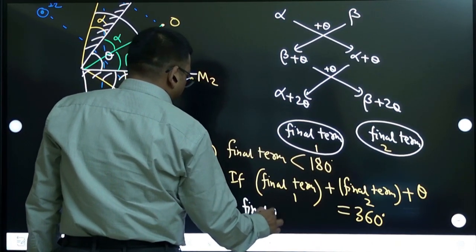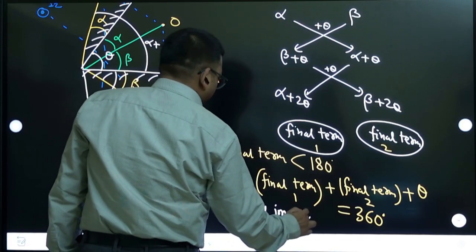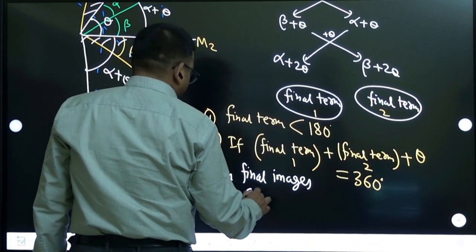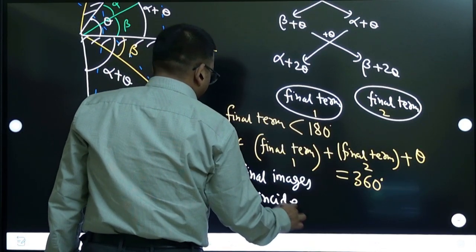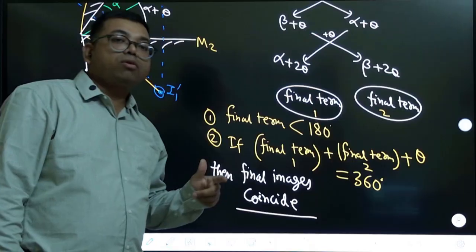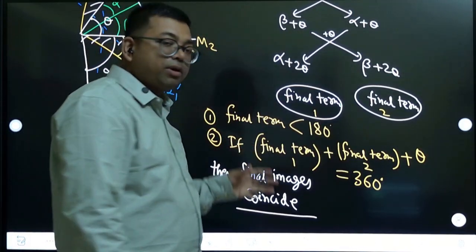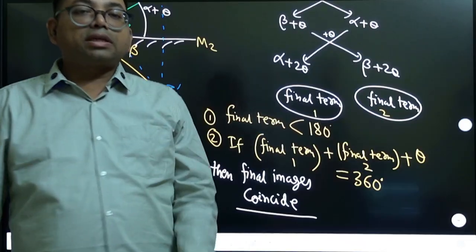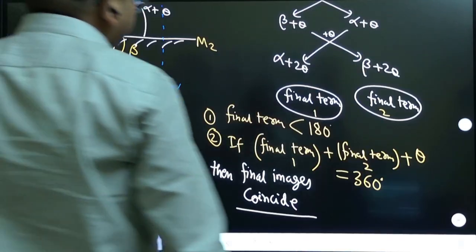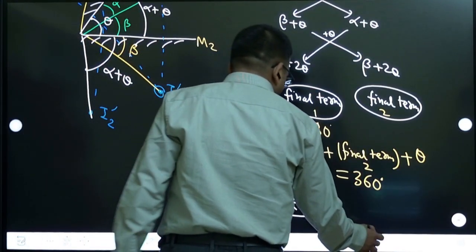Then the final images coincide. Okay. So this is the approach to calculate the number of images. I will give one or two examples for this, then we will be winding up today's session. Reflection will continue in the next class.